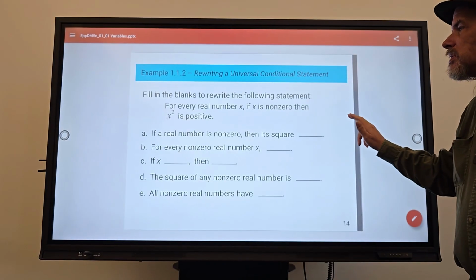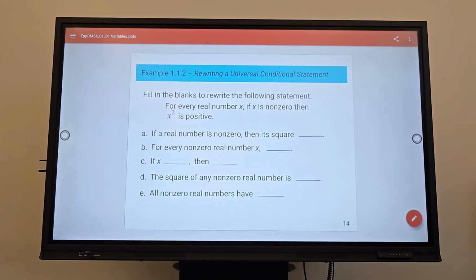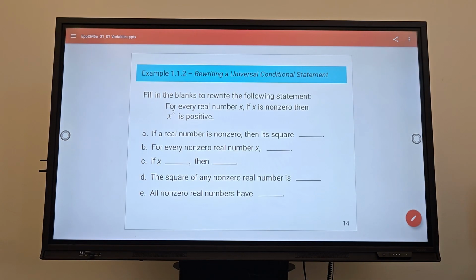Fill in the blanks to rewrite the following statement. For every real number x, if x is non-zero, then x squared is positive. A little audience participation here. If a real number is non-zero, then its square is?